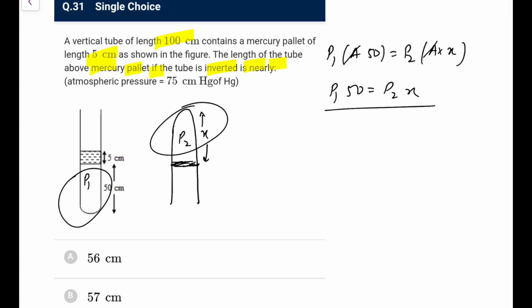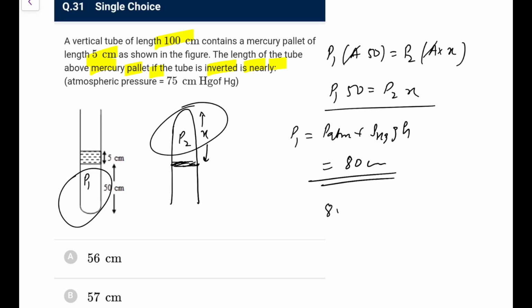The next thing is that P1 pressure was equal to the atmospheric pressure plus the pressure of this 5 centimeter mercury column, that is rho gh. If I do it in terms of the height of the mercury, it was 80 centimeter, because 75 is the atmospheric pressure and 5 is this. So 80 into 50 would be equal to P2 into x.